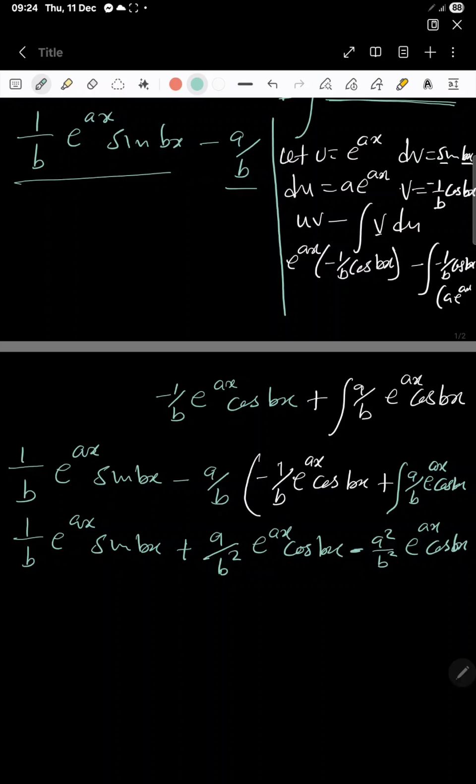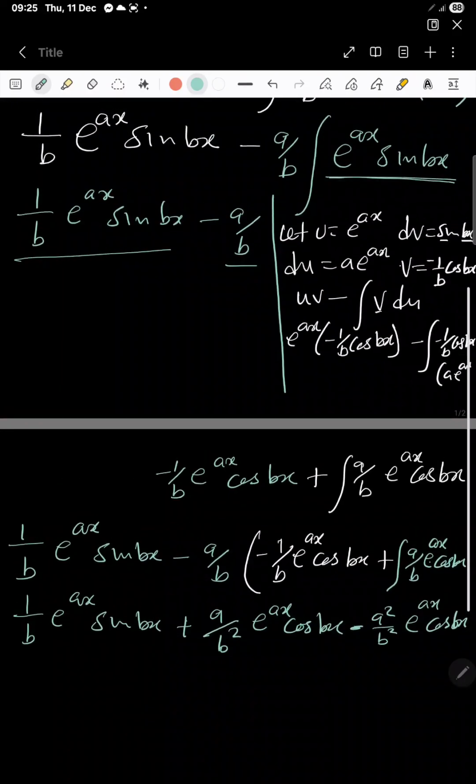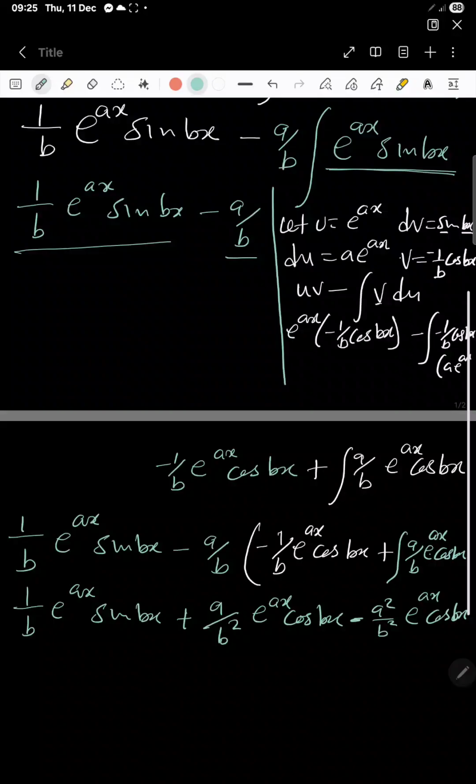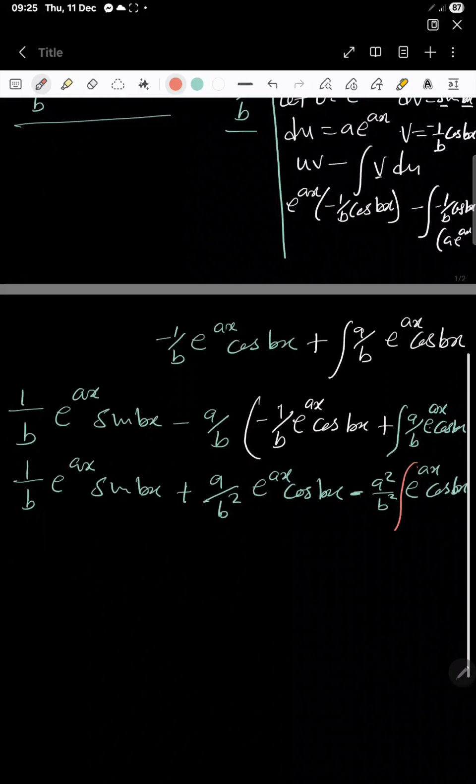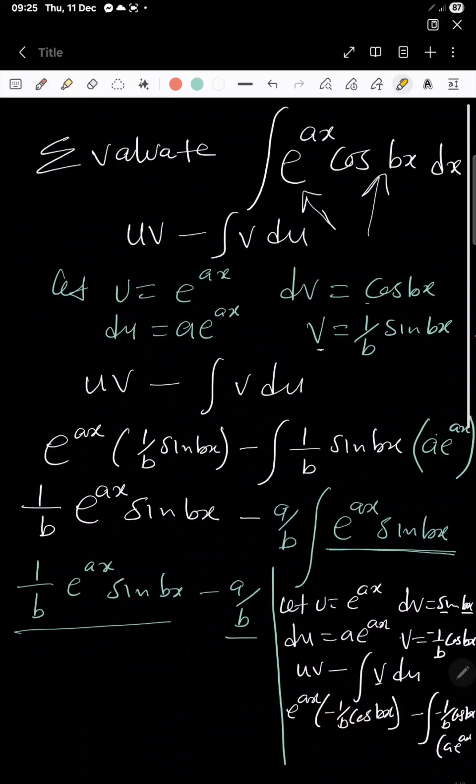Now don't forget that we have an integral here. We have an integral symbol, and the integral that we have is for this part here, so we are going to put an integral on this side. So you put an integral here like that. Now remember what we are getting: we want to evaluate the integral of this. So that's the answer that we want to get.